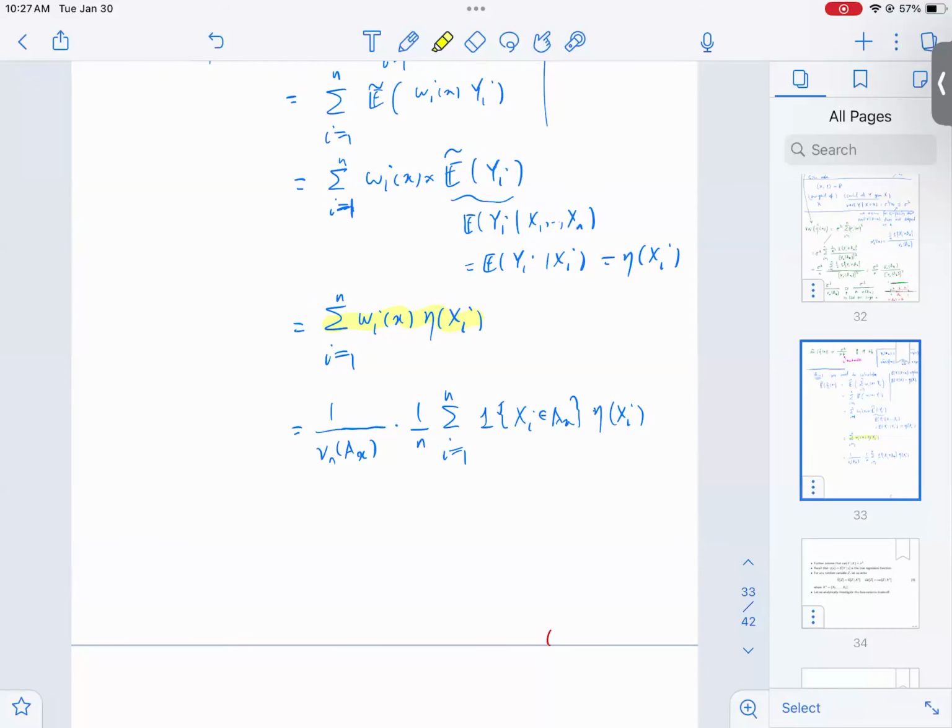So that's after we plug in the weight. This works for any local averaging estimator, like the particular one. So this is for the particular.